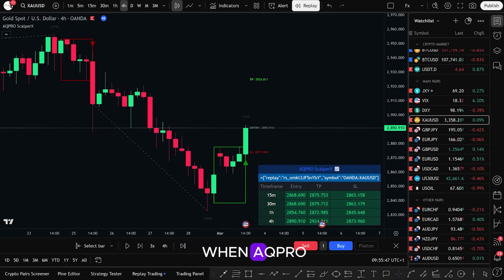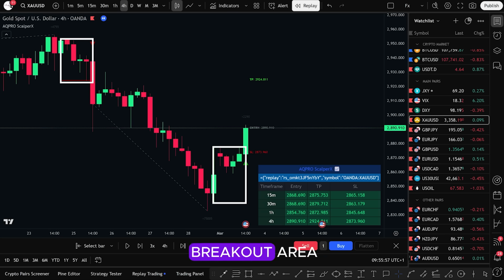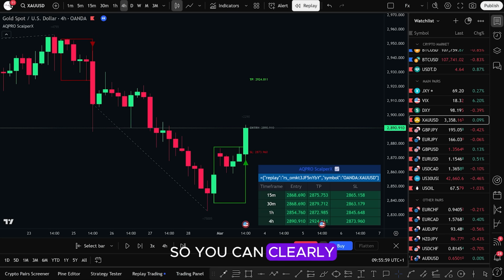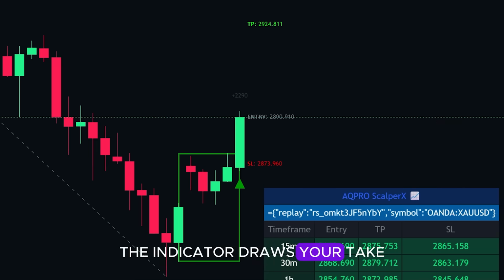Here's what you see when AQ Pro Scalper X loads on your chart. Green and red arrows show where to buy or sell. Each arrow comes with a colored box that shows the price breakout area, so you can clearly see where the move started. Once a signal appears and the candle closes, the indicator draws your take profit and stop loss lines. These are shown with price labels, so you know where to exit the trade if it wins or loses.